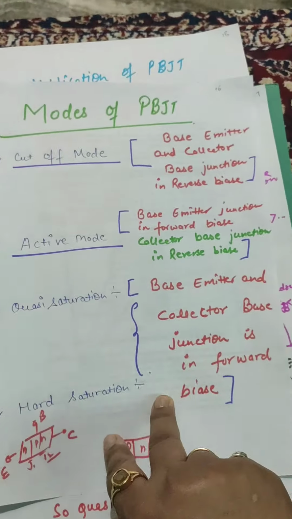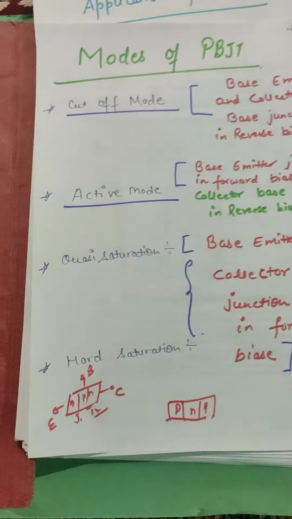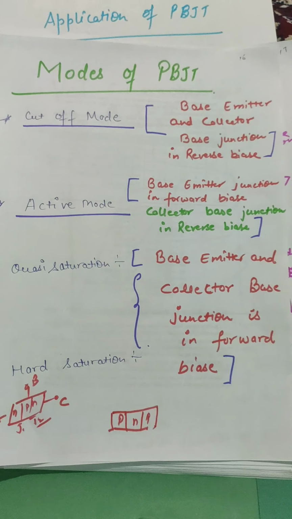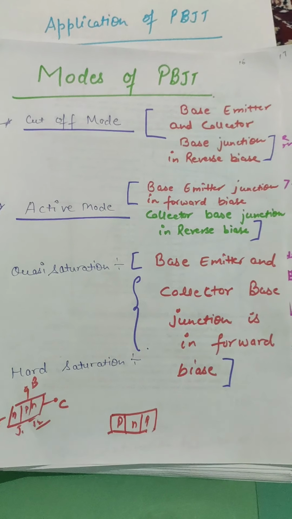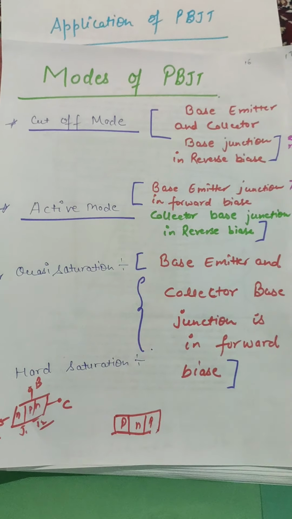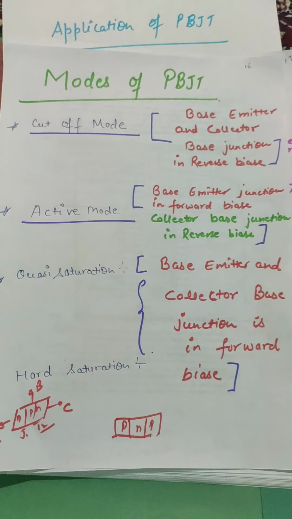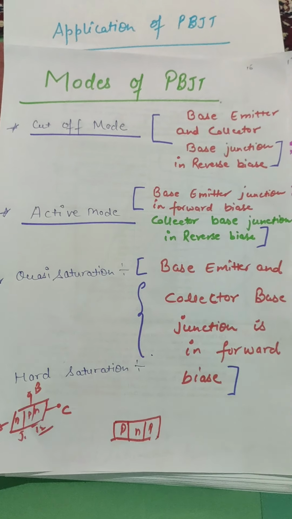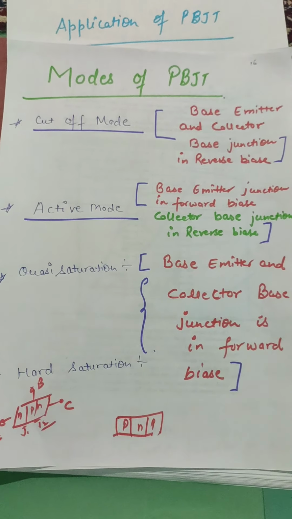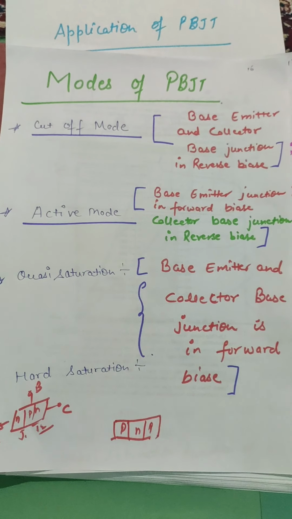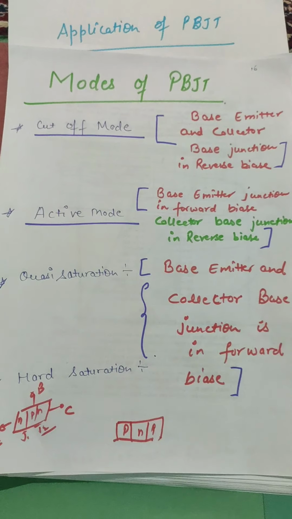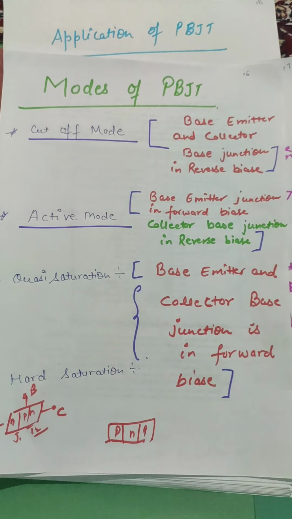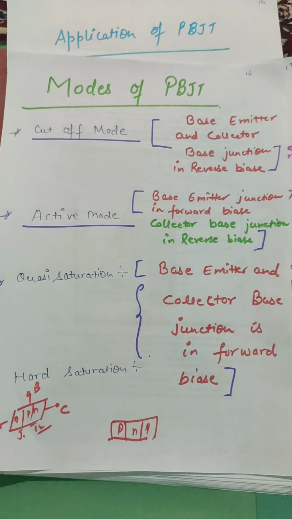If both junctions are connected in reverse bias, that is cutoff mode. If the base emitter junction is in forward bias and J2, the collector base junction, is reverse bias, that is called active region. Saturation region is when both are connected in forward biasing. But the difference between power BJT and normal BJT is saturation region. In normal BJT there is only one saturation region, but in power BJT there are 2 types of saturation region. First is quasi saturation and second one is hard saturation.